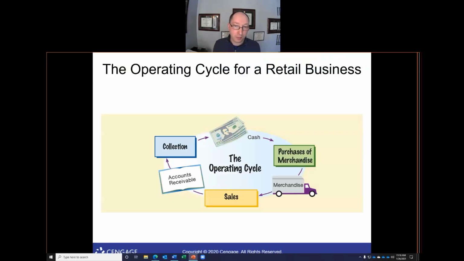Here's the operating cycle. The business uses cash to purchase merchandise. The merchandise is delivered to the company. The company then sells it to you, and they record it as accounts receivable. Then they collect the cash, and the cycle repeats itself. They use that cash to buy more merchandise, sell more, record accounts receivable, collect the cash again, and so on. That's called the operating cycle of the business.